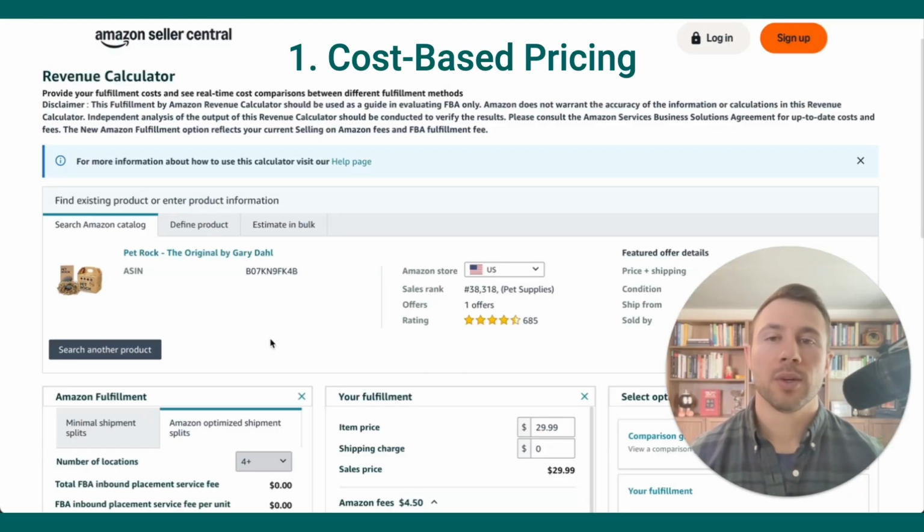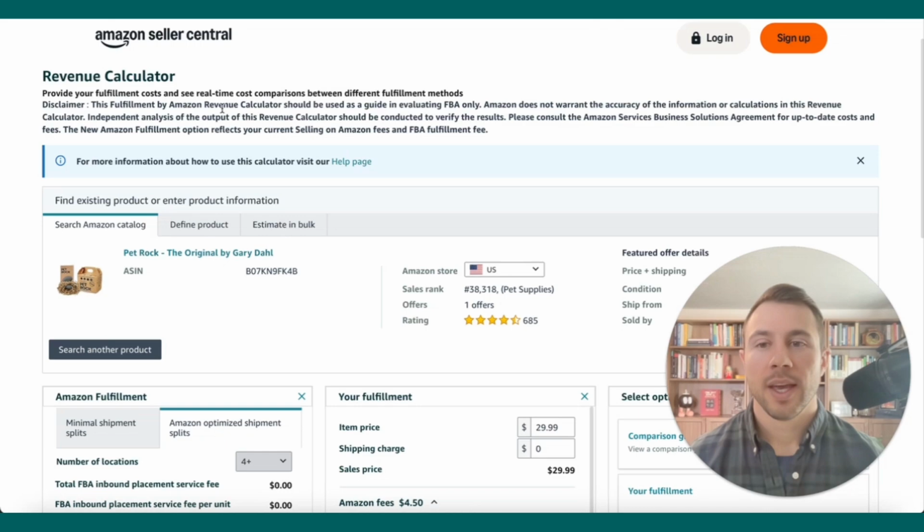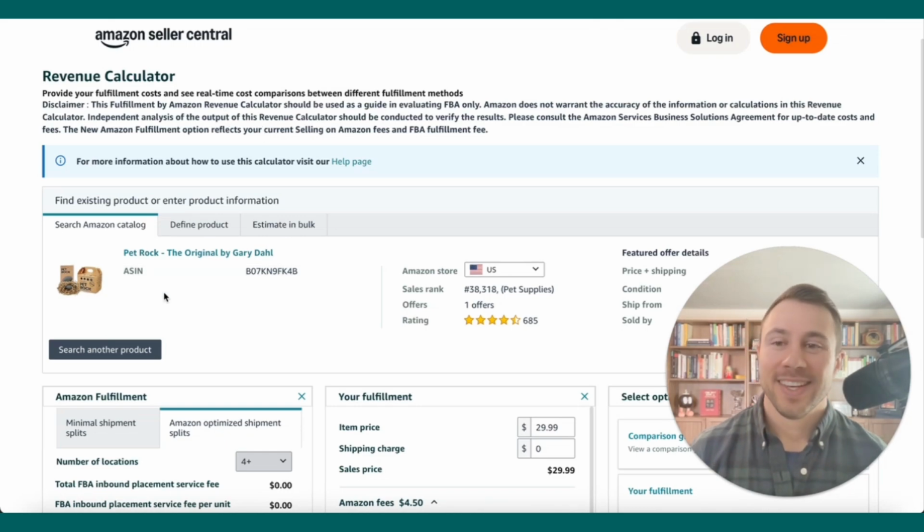This is when you take your total landed cost, meaning the fulfillment, manufacturing, shipping, any other fees. You calculate your break-even point, which is the point in which you don't make money or lose money at that selling price. And then you work up from there to your desired return on investment or margin. So I'll show you how to do this using the Amazon FBA calculator, which you can find with a quick Google search. And our product, for example, today is a pet rock. Yep. Someone's selling this on Amazon for $30.